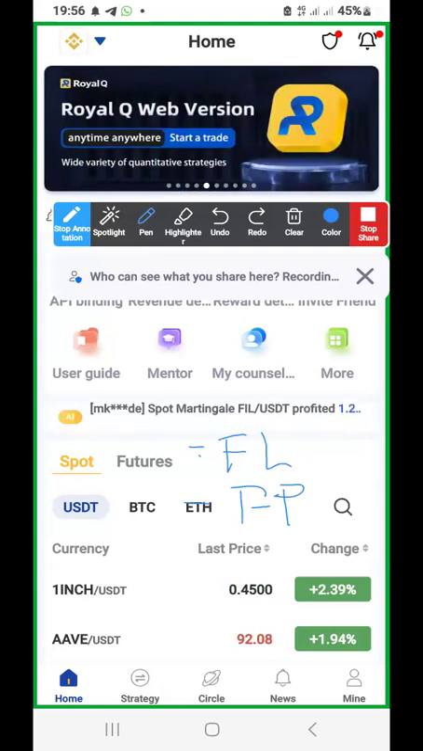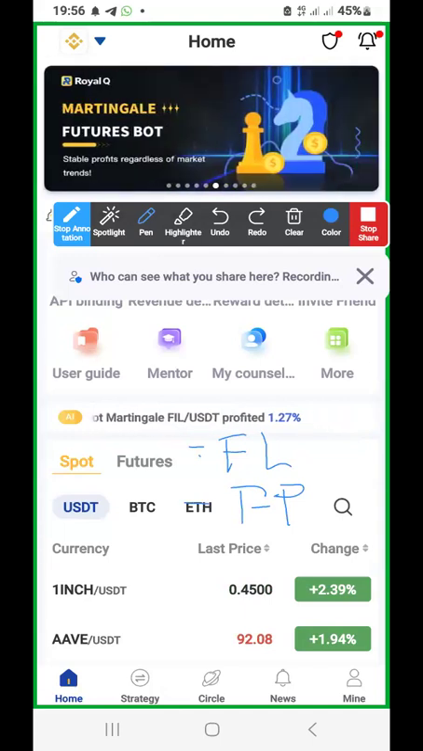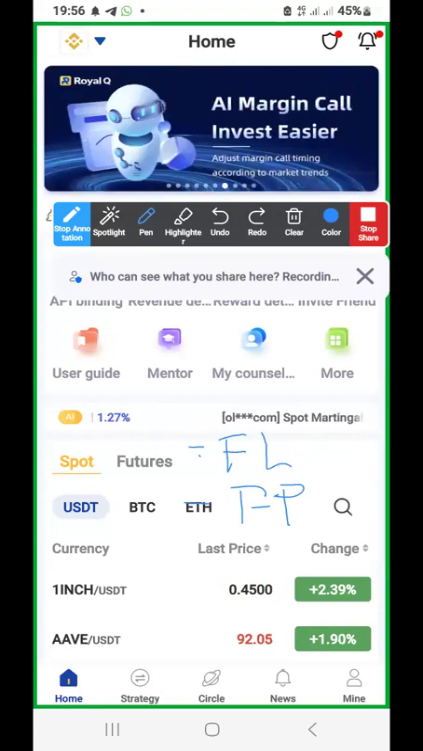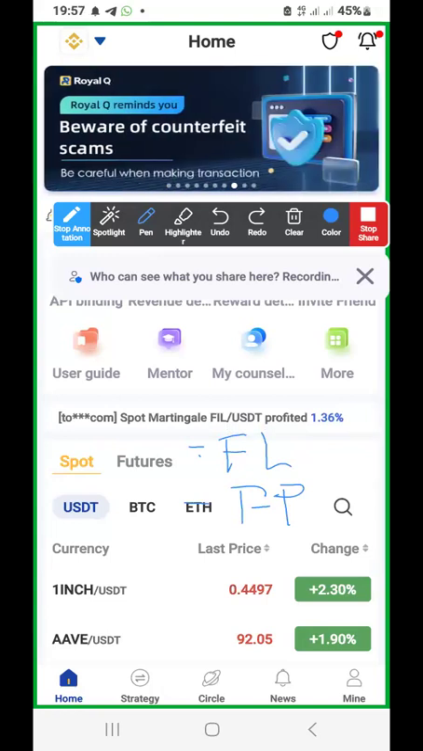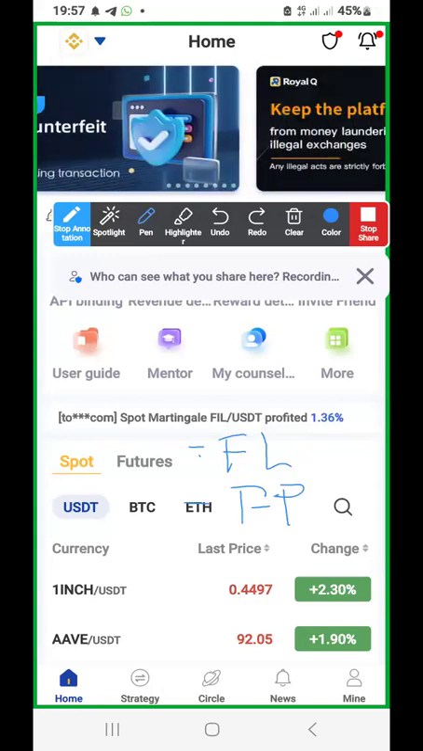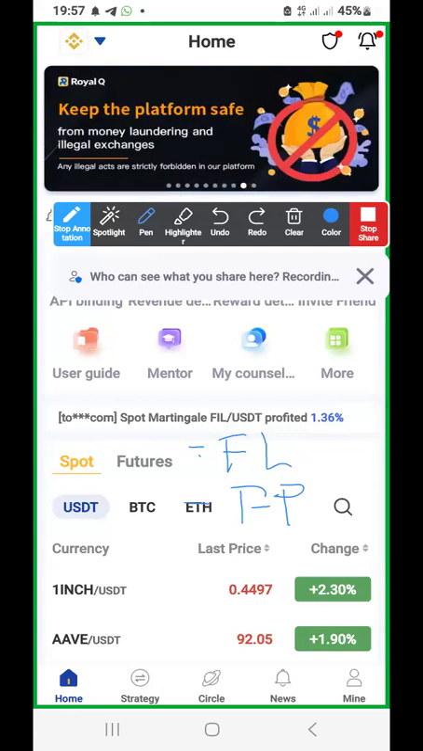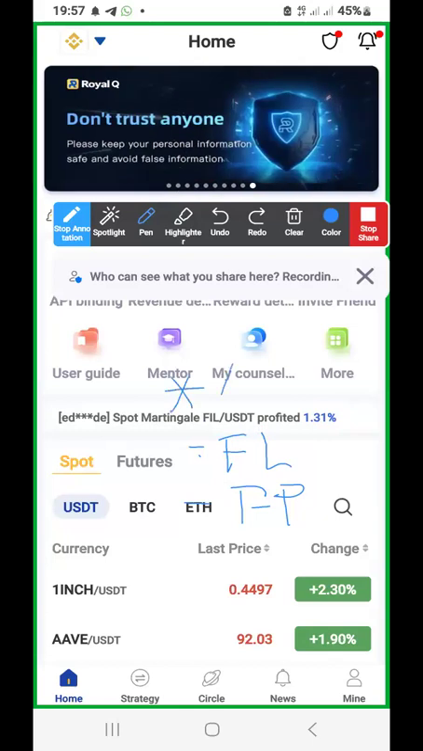Now, normally, whenever you're using the royalq robot for trading, when the royalq robot executes a buy order, whenever it buys at a specific price, whether a current price or a specific preset price, royalq establishes what we call an average price, right? An average price.